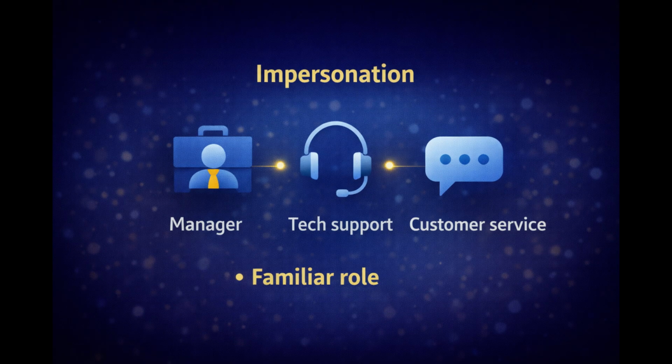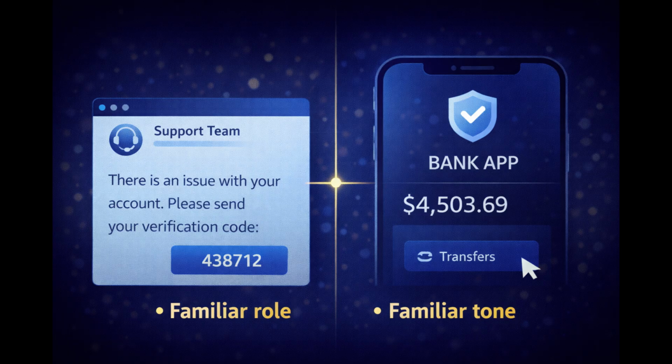Another common technique is impersonation. Instead of pretending to be a company, the attacker pretends to be a specific person, a manager, tech support, customer service, sometimes even a family member. The message might sound professional, or urgent, or unusually friendly, but the goal is the same, to make the request feel legitimate before you have time to verify it. Impersonation works because humans naturally trust familiar roles.